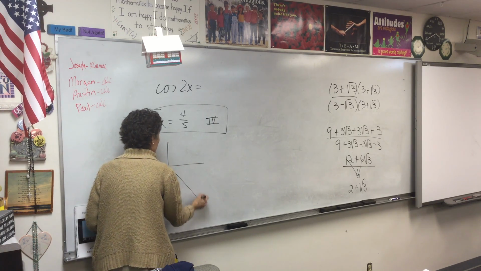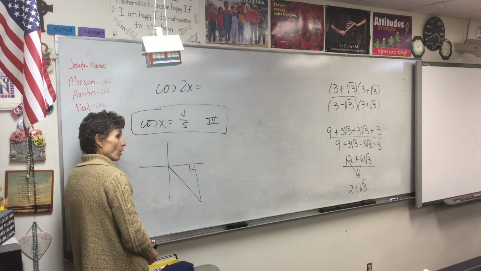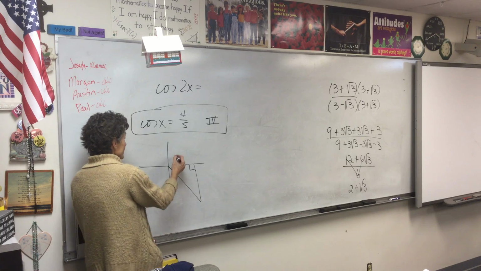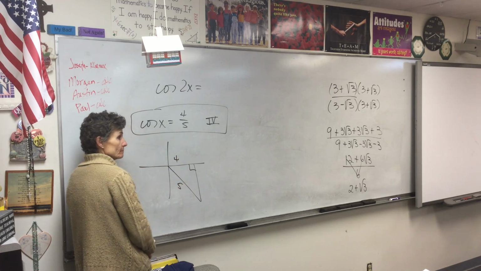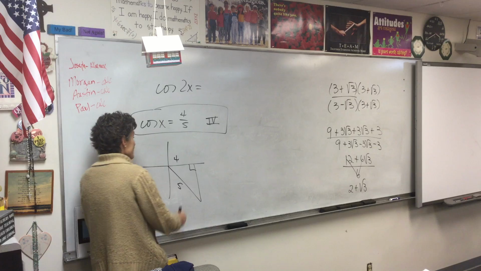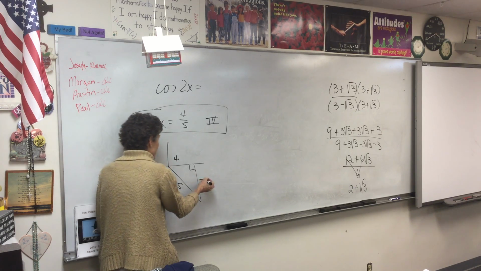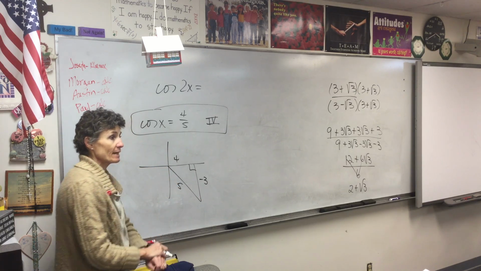So I'm going to draw my butterfly bow tie in quadrant 4. And the cosine is 4/5, which means by the Pythagorean theorem, 25 minus 16, that's going to be -3.